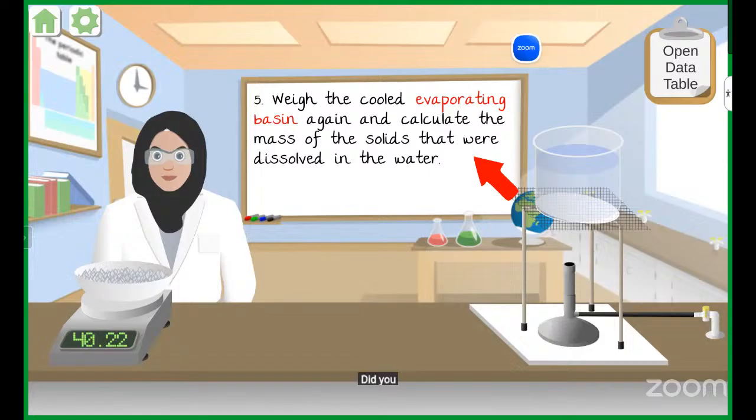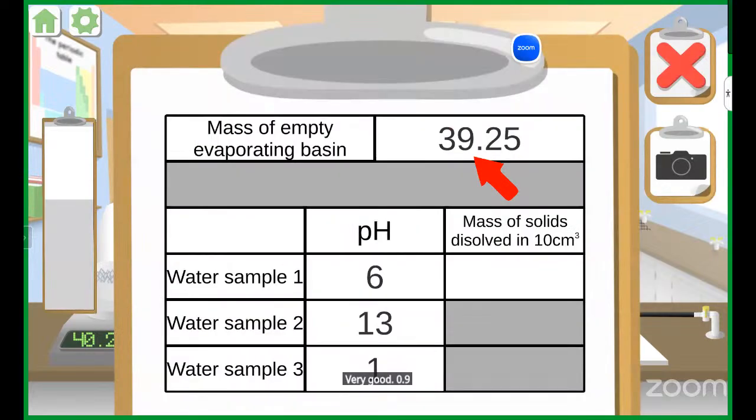Did you say 0.97? Yes, sir. Okay. Can you tell me how you work that out? 40.22 take away 39.25. 0.97 is brilliant. Very good. 0.97. So it means she thinks very well.